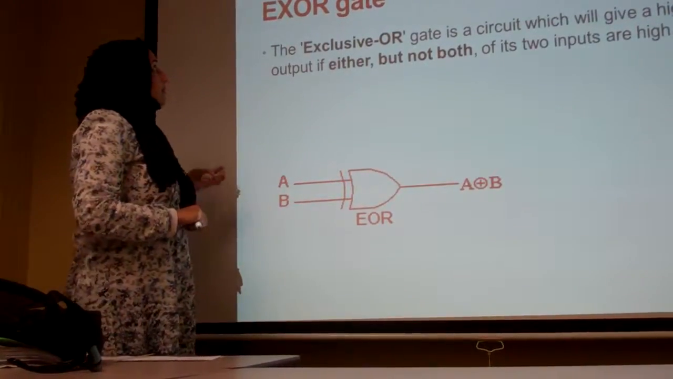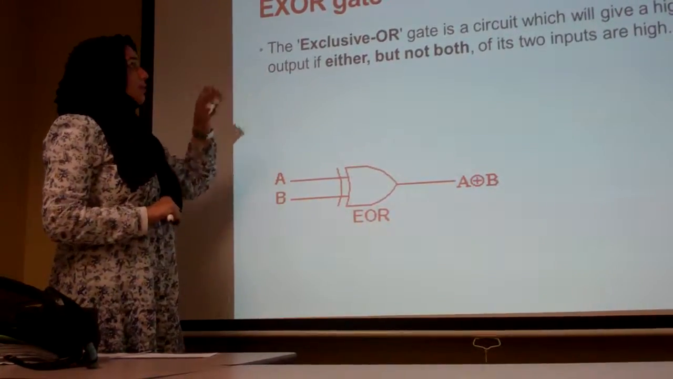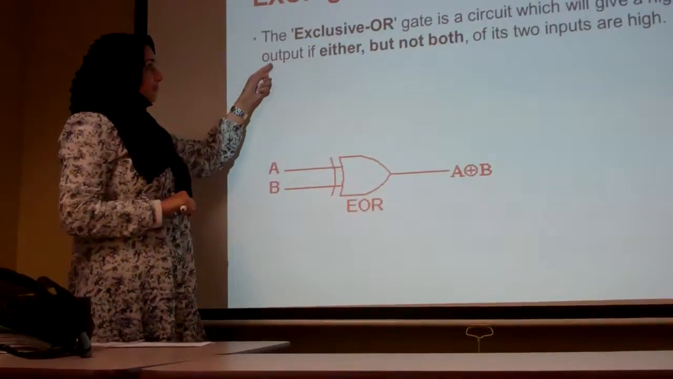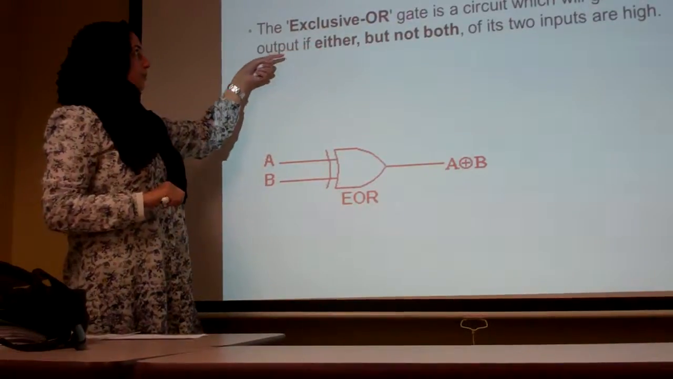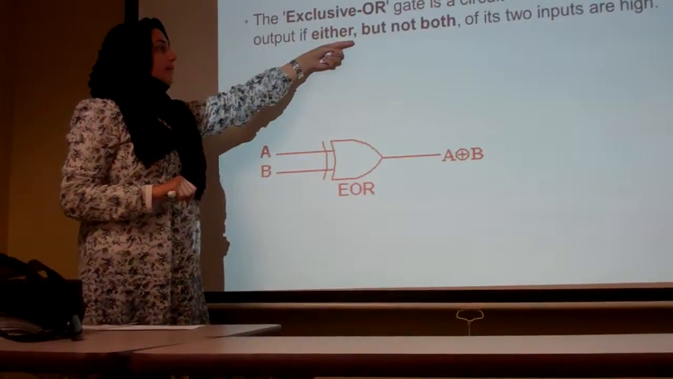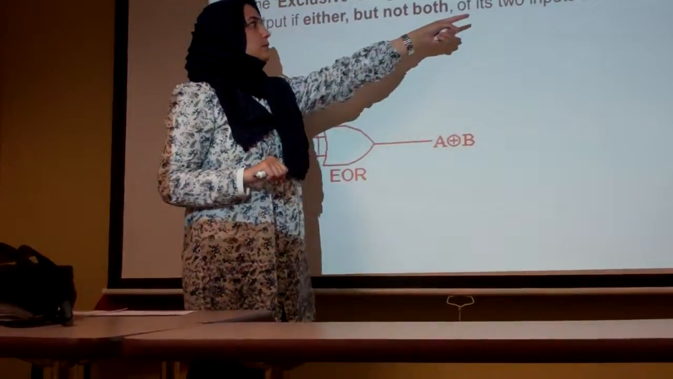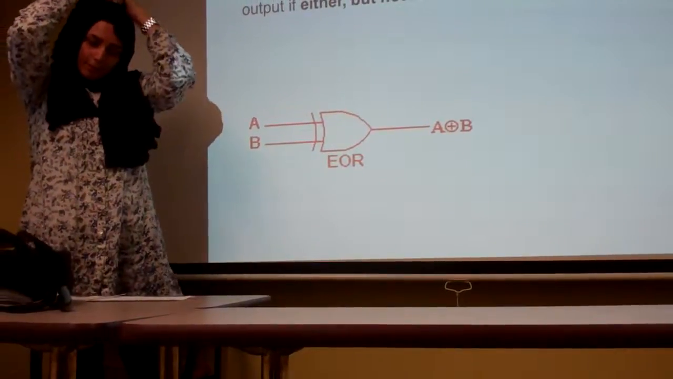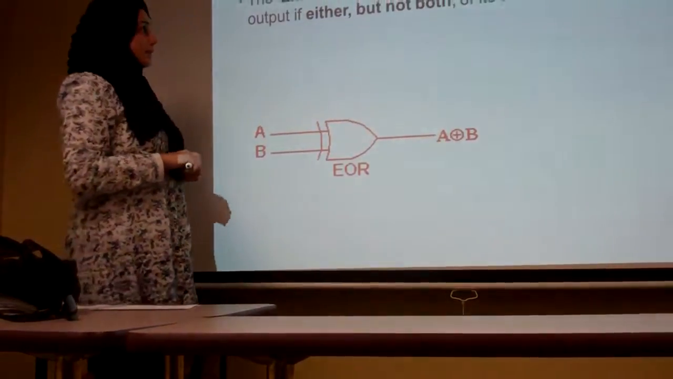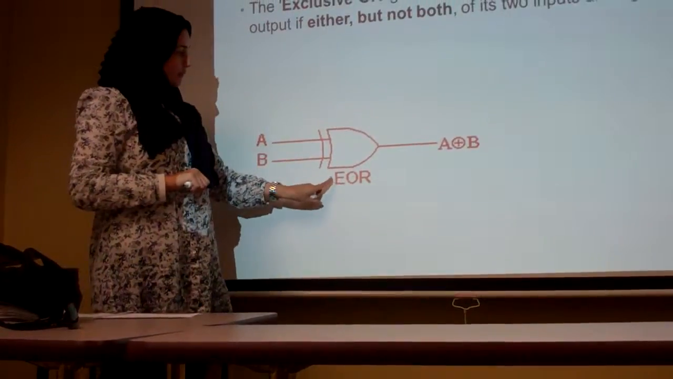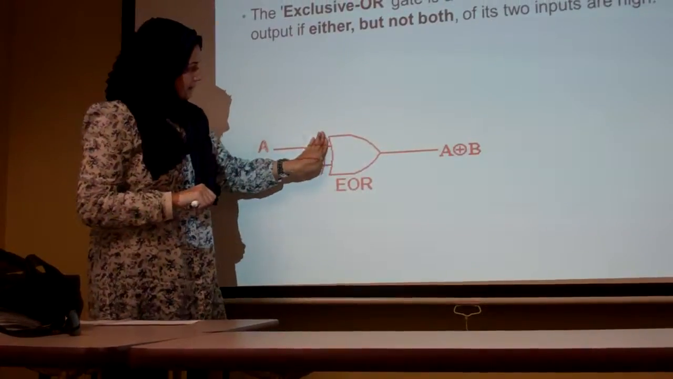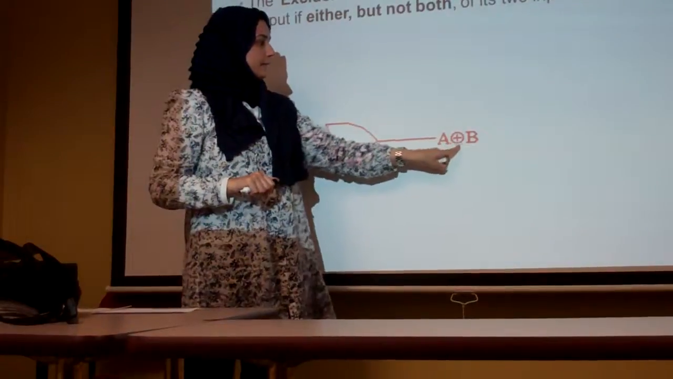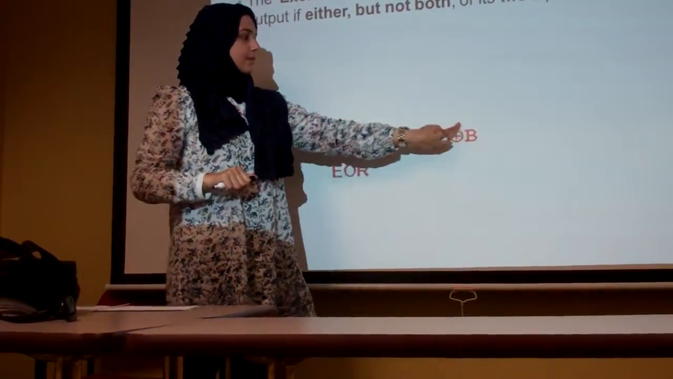The next gate is the XOR gate, exclusive OR. This gate will give a high output. A high output means 1 if either, but not both, of its 2 inputs are high. Who knows what this is? This is the XOR gate. It's like the OR gate, but we put this here, and we represent it like this: A plus B by this.